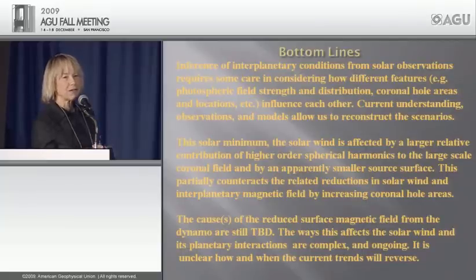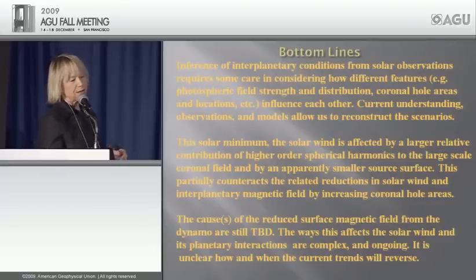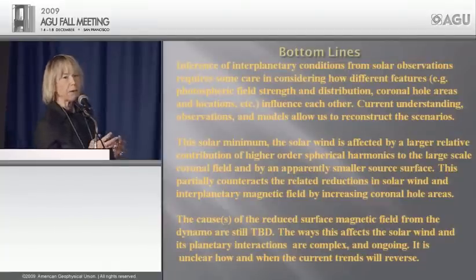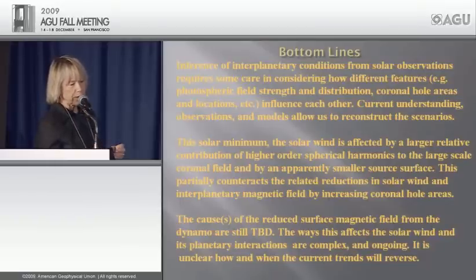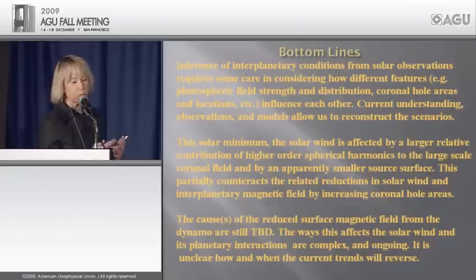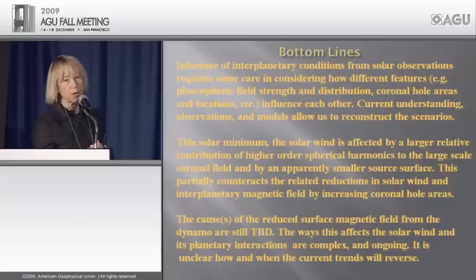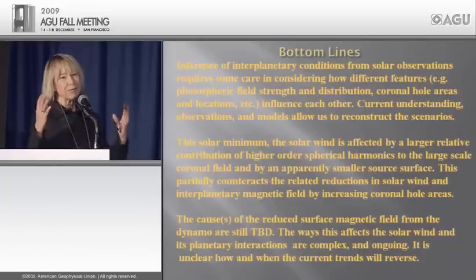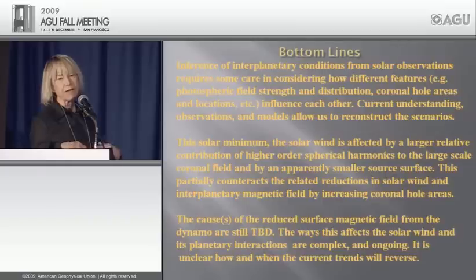And we should bring all this knowledge to bear on this current solar minimum. The solar minimum is affected by the larger relative contribution of higher order spherical harmonics to the large scale coronal field and by an apparently smaller source surface for the solar wind, which partially counteracts the effect of the weaker flux. The causes of the reduced surface magnetic field from the dynamo are still to be determined. The dynamo might be happily cranking away flux in the solar interior, and maybe the delivery system that's bringing it up to where we can see it and where it affects the corona is what's changing.